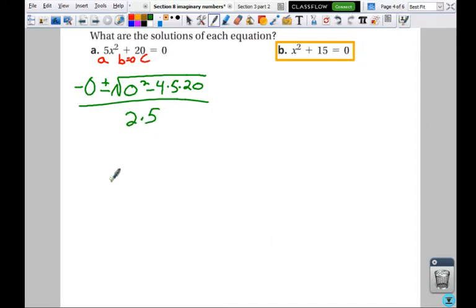Okay, so we're going to go through and keep working on this. Negative 0 doesn't really matter, so I'm going to put it as 0. And I'm going to go plus or minus square root. And inside my square root, I'm going to have negative 80. 0 squared is 0. Oh no, I missed that 4 times 5. It's not negative 80. I just did 4 times 20. So hang on. Negative 20 times 20 is negative 400. And then the whole thing is divided by 10.